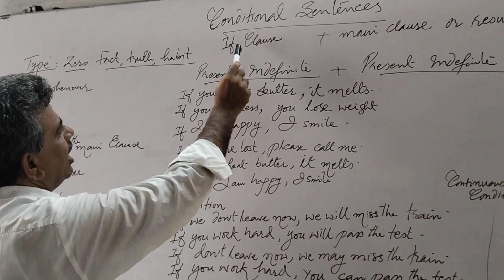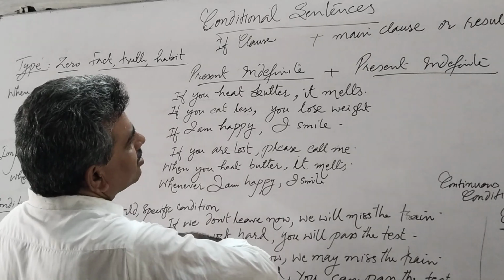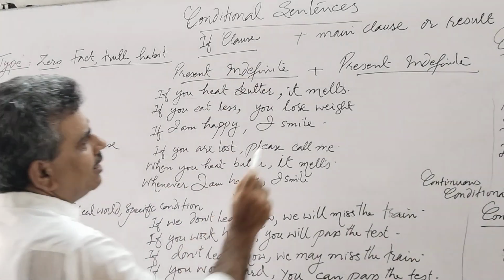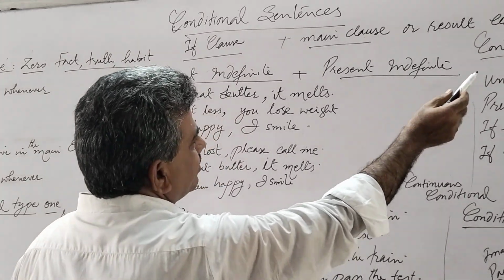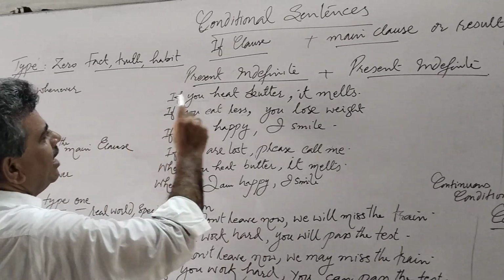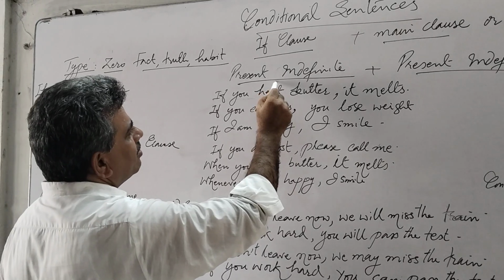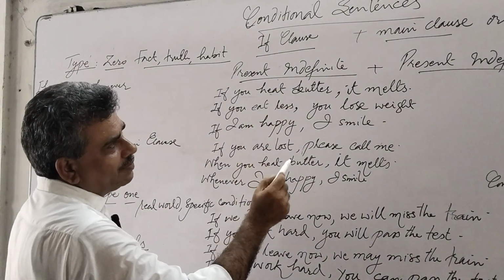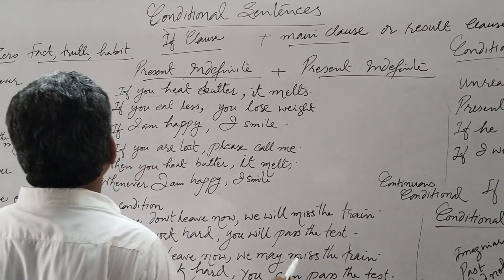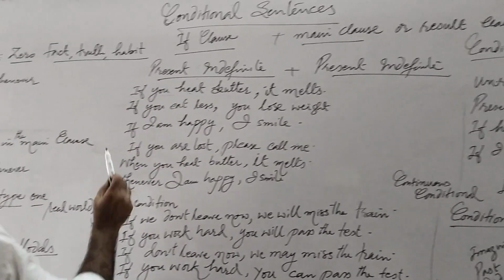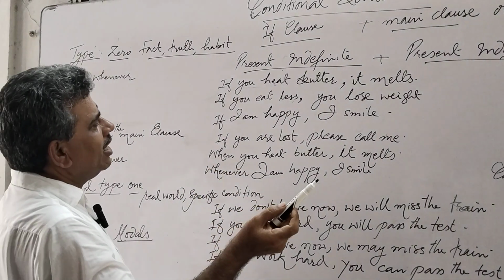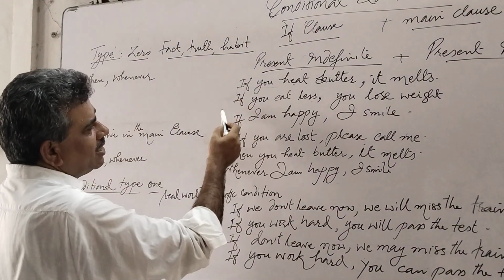In this type, there are two clauses. The one is the if clause, and the other is the main clause or the result clause. In this type, in the if clause we have present indefinite, and in the main clause is also present indefinite tense. As I told you, there are facts, truths, and habits described in this type. We have some sentences here.